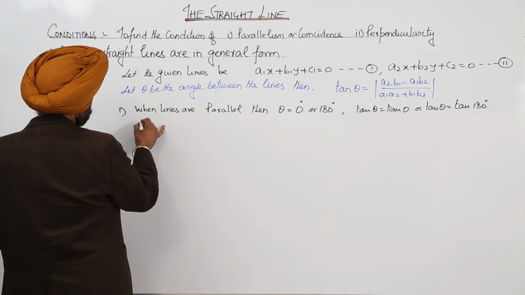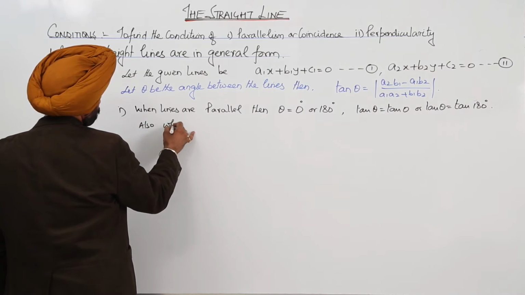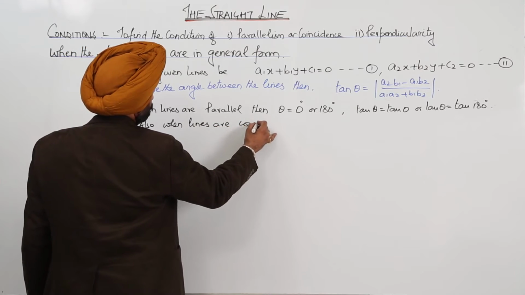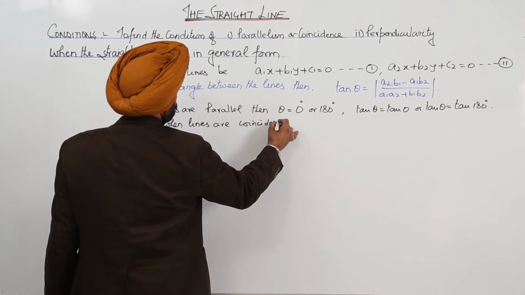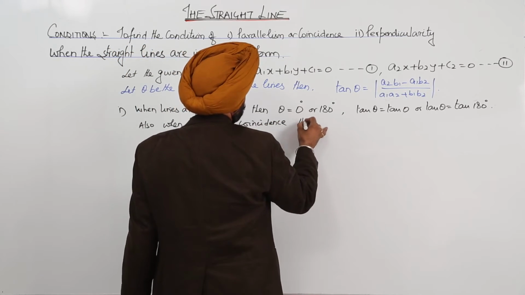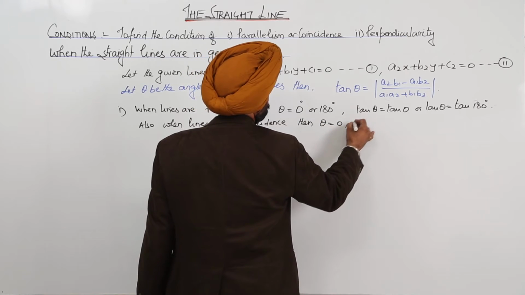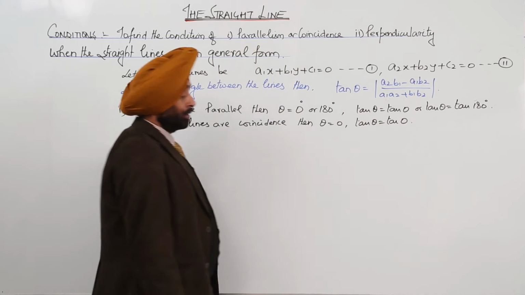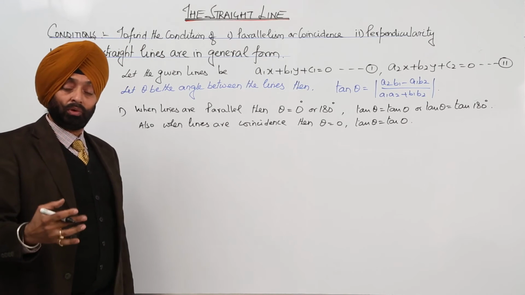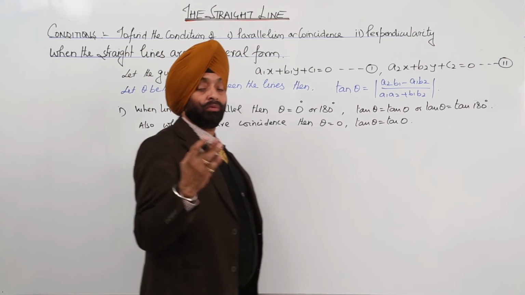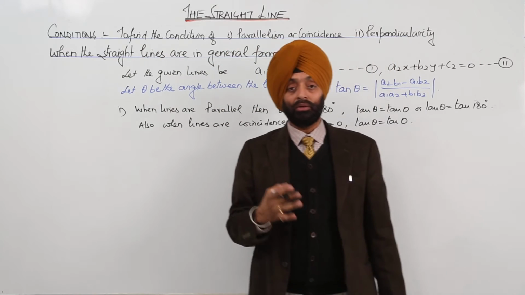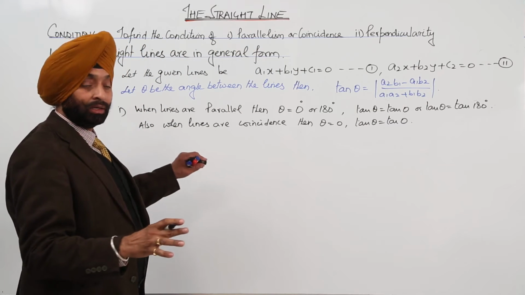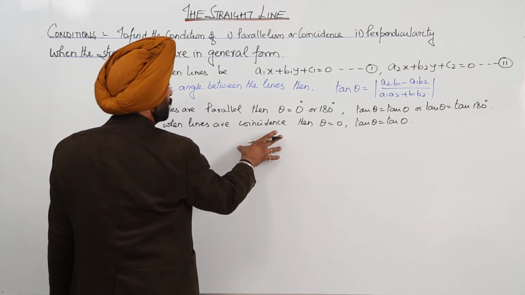Also, when lines are coincident, then theta is equal to 0 or tan theta is equal to tan 0, because parallel lines are also called coincident lines. If we are having a line overlapping the same line, we are saying that these are the parallel lines. Okay. And the term is coincident lines. Okay. So the same formula for both the parts, for parallel and coincident.